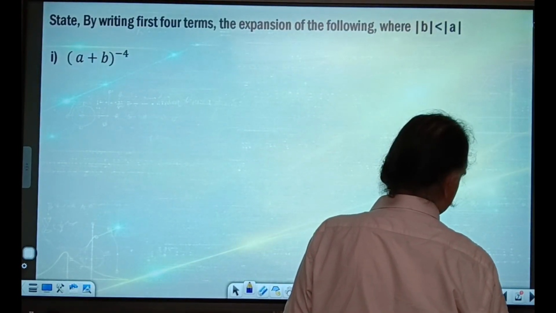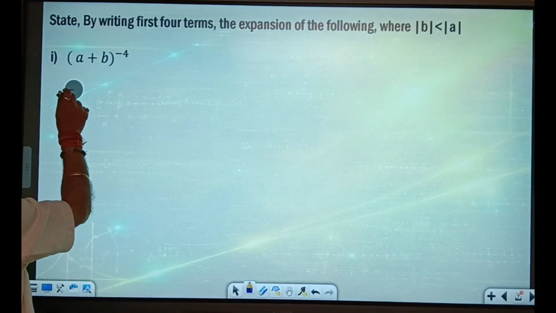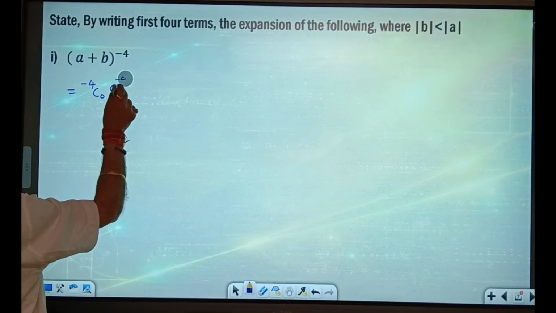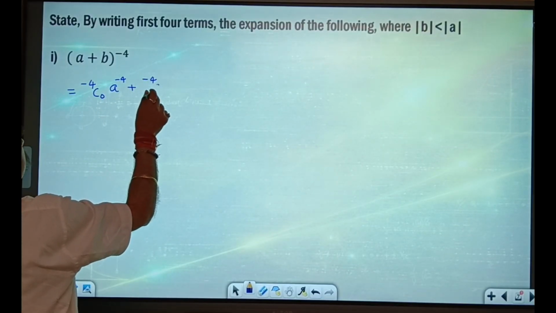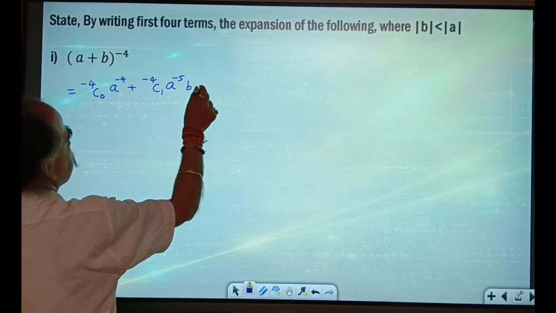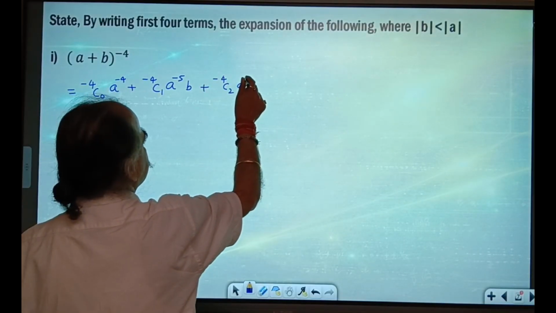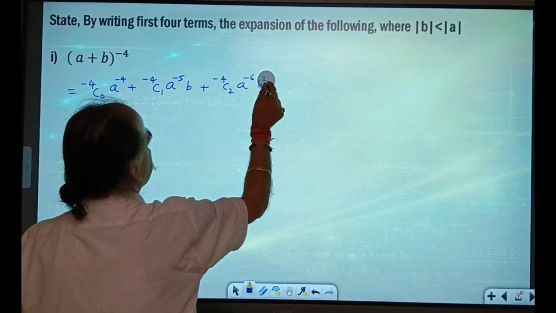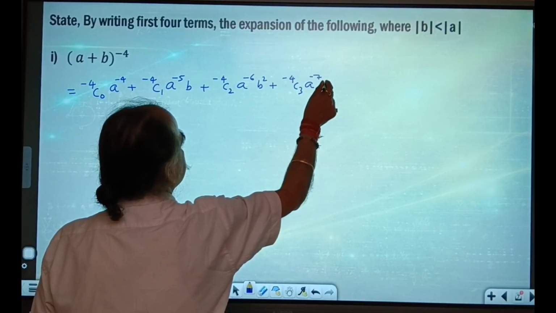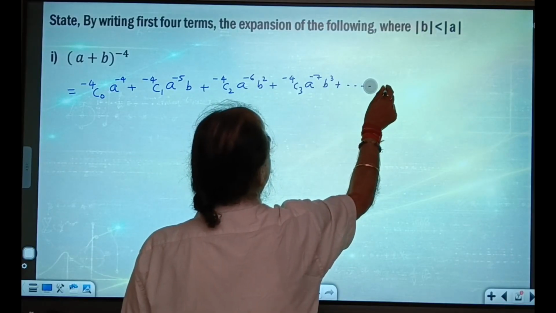Next one is (a + b) raised to minus 4. Minus 4C0 a raised to minus 4, plus minus 4C1 a raised to minus 5 into b, plus minus 4C2 a raised to minus 6 b square, minus 4C3 a raised to minus 7 b cube, and so on.